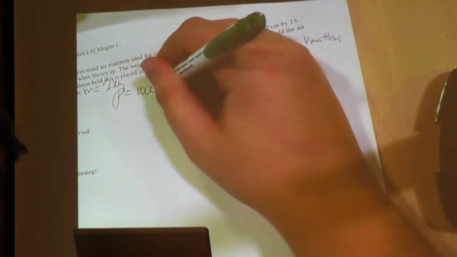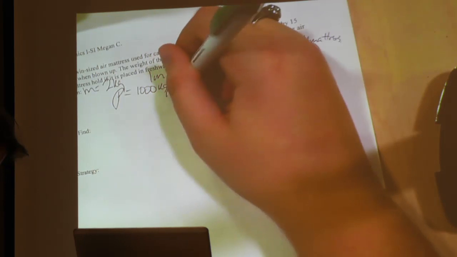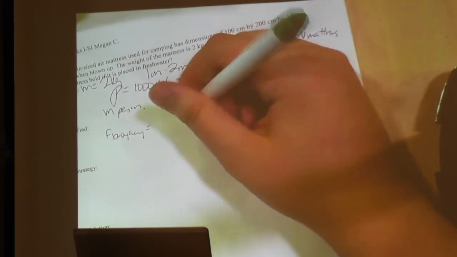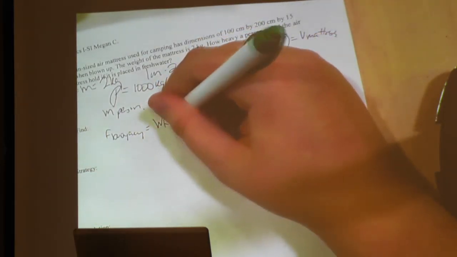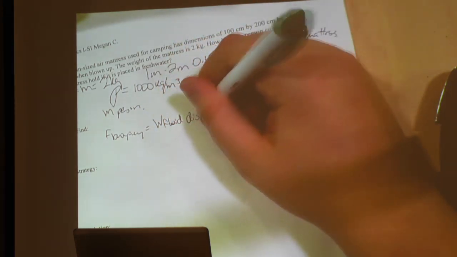So we know that the density of water is 1,000 kilograms per meter cubed, and we already wrote the mass, so you need to find the mass of the person. We know that the force of buoyancy is going to be equal to the weight of the fluid displaced. I think earlier I just put W, fluid displaced, but it's supposed to be the weight of the fluid displaced, and I apologize for not explaining that better.